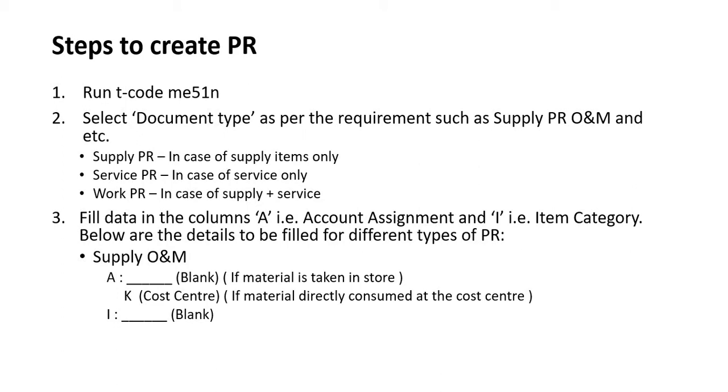In case the material procured is to be consumed directly at the cost center, that is, the quantity will not be updated in the store and it will be assumed that the material was directly consumed at the cost center, then we'll take K in the column of account assignment. The other column is item category, that is I. For all cases of supply PR, column I will always be blank.